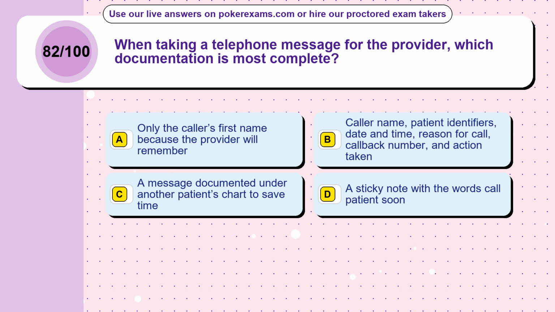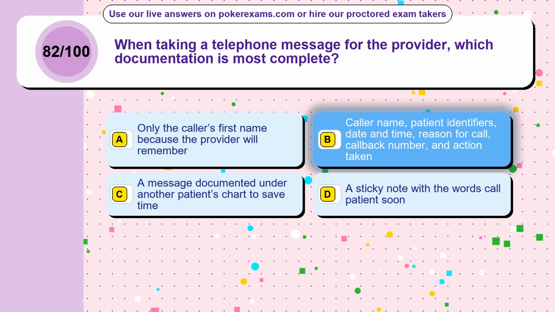Question 82. When taking a telephone message for the provider, which documentation is most complete? Option A, only the caller's first name because the provider will remember. Option B, caller name, patient identifiers, date and time, reason for call, callback number, and action taken. Option C, a message documented under another patient's chart to save time. Option D, a sticky note with the words call patient soon.